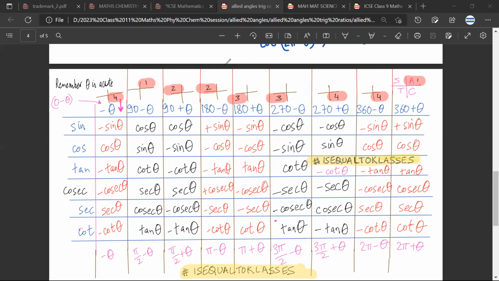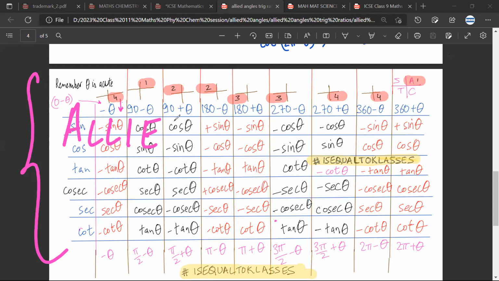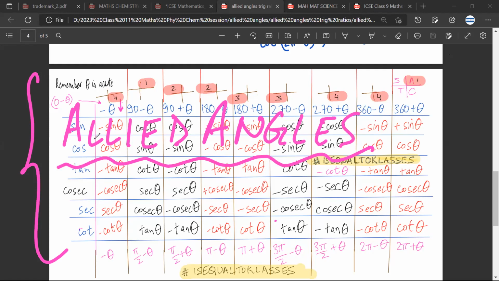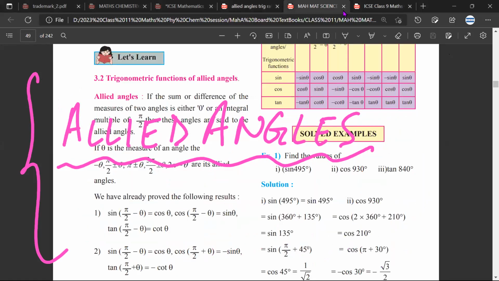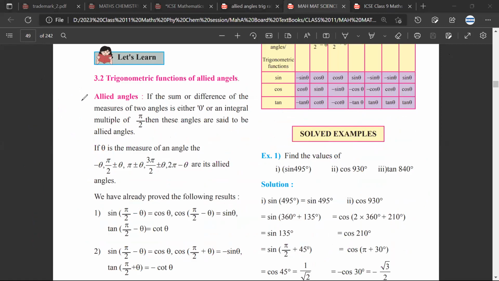So, Mantrika, in this lecture, we'll be understanding this table. And these are called allied angles. Allied angles. And what are allied angles? The definition of allied angles is what you have noted now.